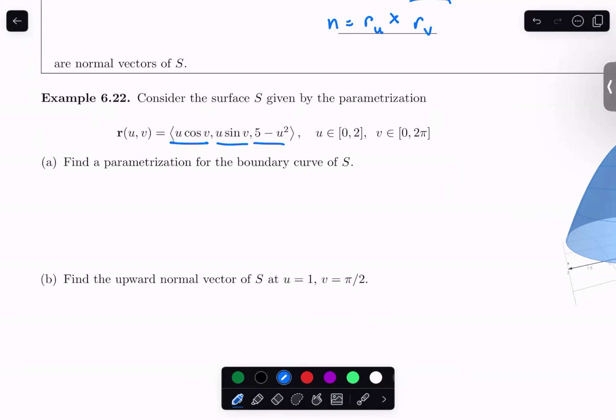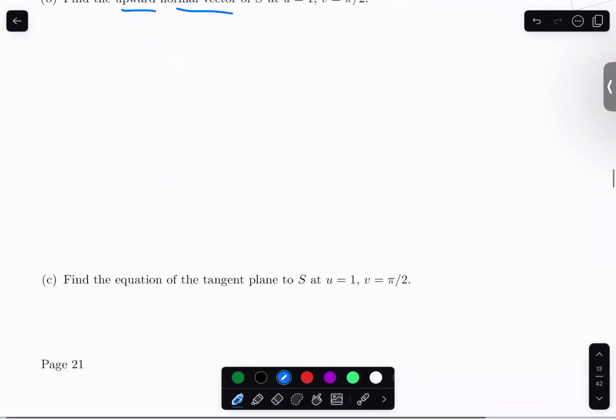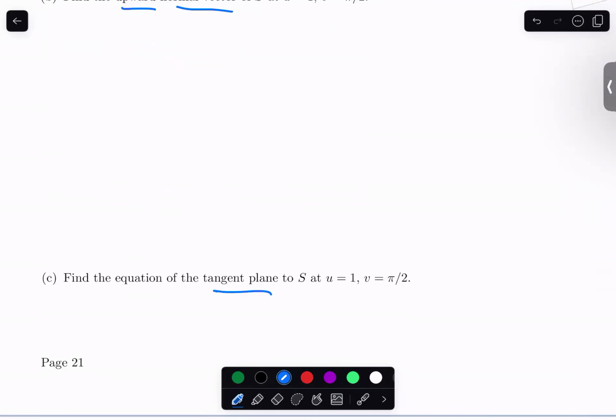I would like to ultimately try to find a normal vector. As we know, when you have a normal vector, there are multiples of these things, and so I'd like to get one that's upward pointing. So an upward normal vector. Once we have that, we're going to come up with an equation of a tangent plane. That's the end goal here.